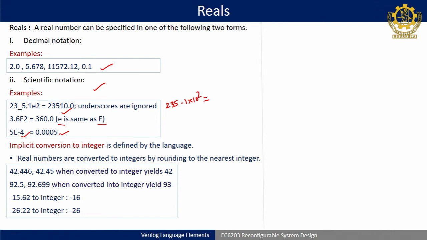Next, you can also have implicit conversion to integers. Real numbers are converted to integers by rounding to the nearest integer. That means 42.446, as it is not more than 5, the result is 42. Similarly, 92.5 or 92.6 is 5 or more than that, so it becomes 93. Mostly the tool does this interpretation for you while simulating, but you have to understand your result as per your requirement.